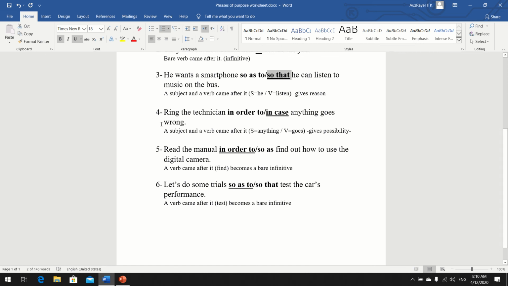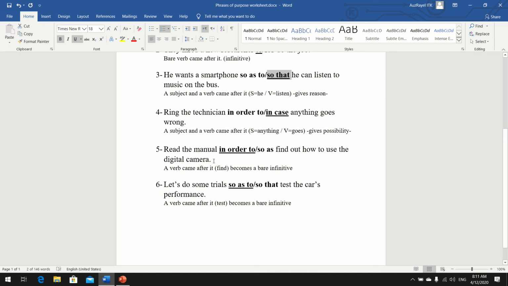The fourth question, ring the technician in case anything goes wrong. So the reason why we chose in case is that a subject and a verb came after it. The subject was anything and the verb was goes. And it gives possibility if something happens. So we choose in case, which we can say in Arabic it means في حال. Next, we have question 5.